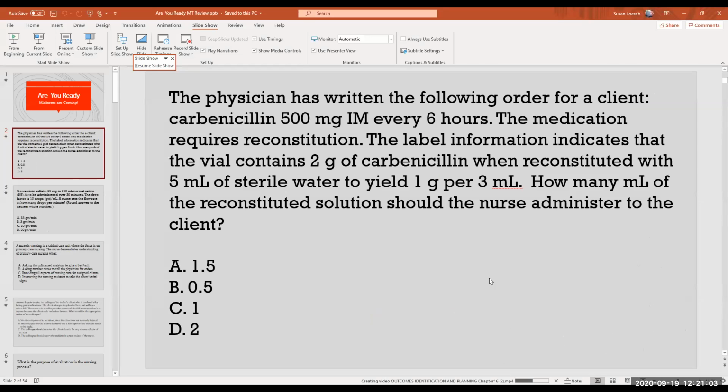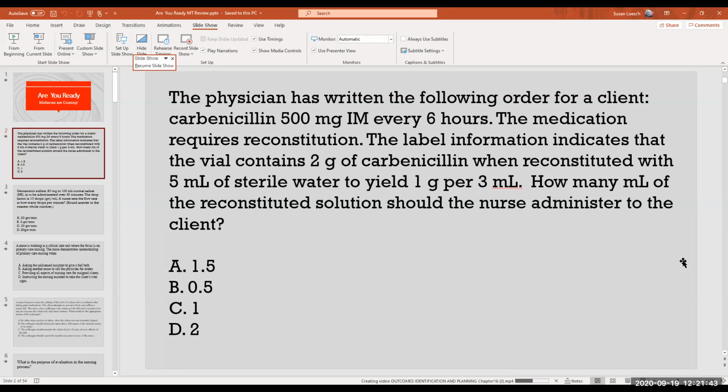Okay, so here's your first question. The physician has written the following orders for a client: Carbenicillin, 500 milligrams IM every 6 hours. Medication requires reconstitution. The label information indicates that the vial contains 2 grams of carbenicillin when reconstituted with 5 mL of sterile water to yield 1 gram per 3 mL. How many mL of the reconstituted solution should the nurse administer to the client?